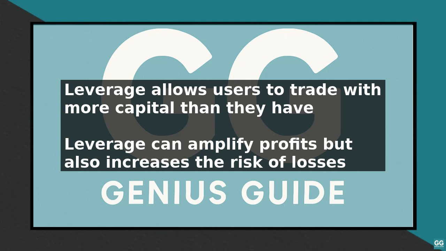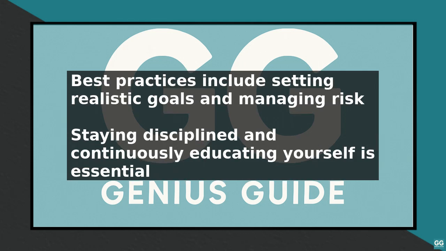Best practices for Revolut Commodities trading include starting with a solid understanding of the markets and trading strategies, setting realistic goals, and managing risk through stop-loss orders and position sizing. It is also essential to stay disciplined, avoid emotional decisions, and continuously educate yourself on market developments and trading techniques.